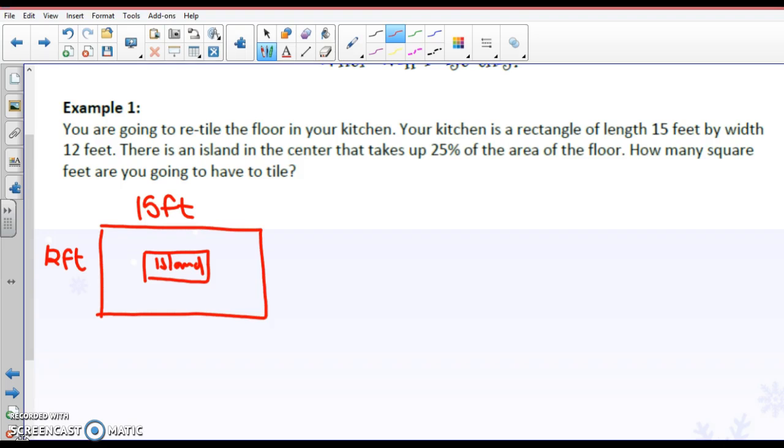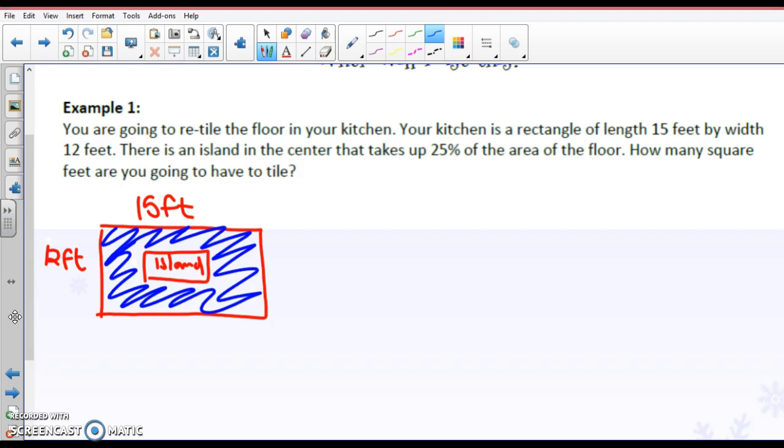Now, if I want to re-tile this floor, isn't my tile going to go there? I'm not going to put tile under my island, because first of all, my island's attached to my floor. Second of all, what a waste of money. Put tile down and then cover it up with something that's not going to move, right? That doesn't even make sense. So, aren't I only tiling this blue part?